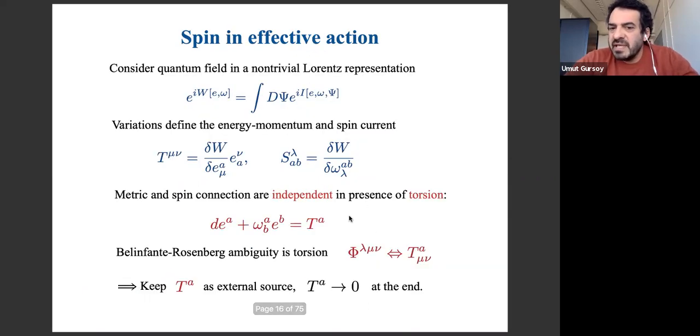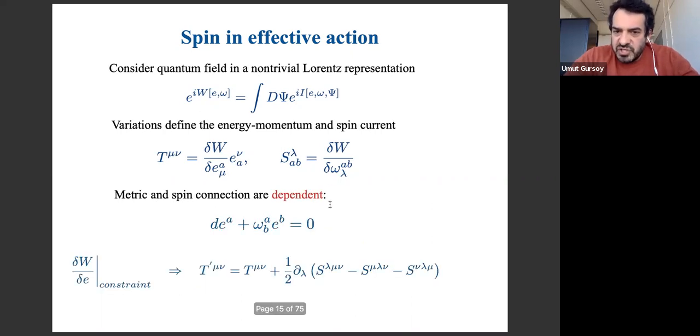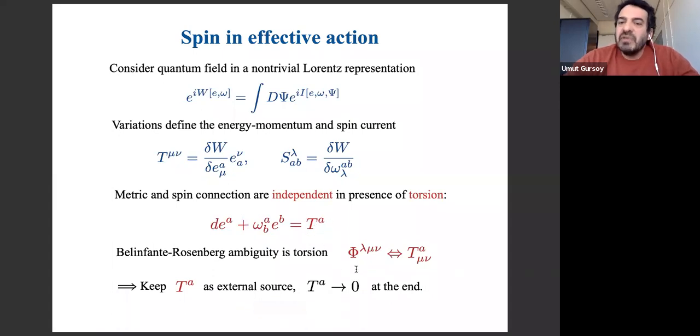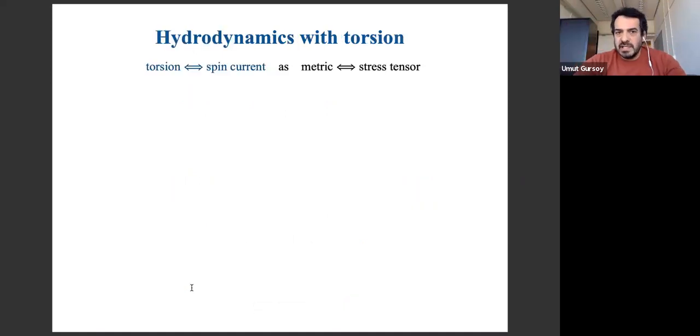However, this ambiguity is completely gone when you relax this condition by introducing a torsion on the right-hand side. What you see from this argument is that this T^a, this torsion, is precisely the Belinfante-Rosenfeld ambiguity. So if you keep T^a as an external source, you will remove the ambiguity completely, and in the end, you can send T^a to 0, exactly like defining your theory on some non-trivial metric, and then sending the metric to flat in the end of the game. So this removes a lot of ambiguities. Here, the same thing is true. So what torsion is to the spin current is what the metric is to the stress tensor, if you want.